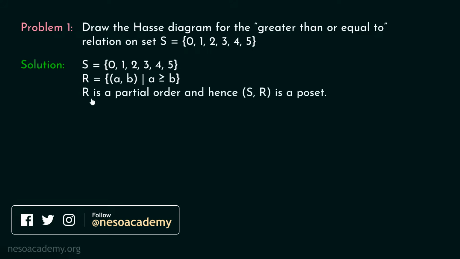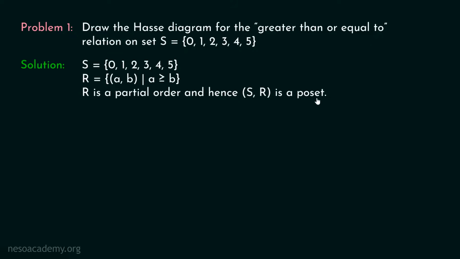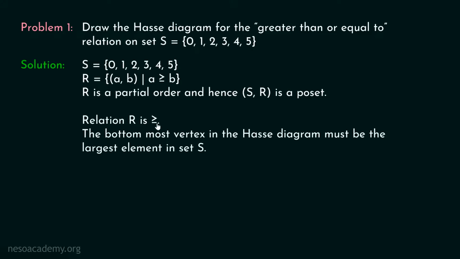Now we know that R is a partial order, and hence (S, R) is a poset. There is no doubt about this. R is a partial order. You can verify this on your own. And obviously, since relation R is the greater than or equal to relation, the bottommost vertex in the Hasse diagram must be the largest element in set S. There is no doubt about this. We must select the bottommost vertex in the Hasse diagram from this set S.